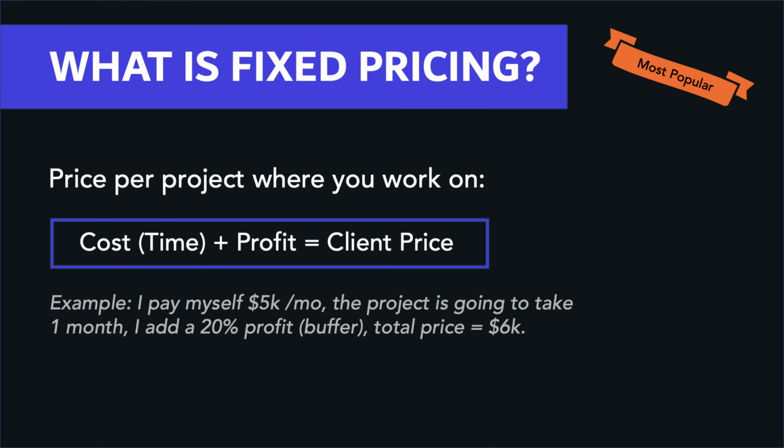Starting with fixed pricing, what is it? It is price per project where you would work on your cost, i.e. your time, plus the desired profit that you want to make equals the client price. An example is if I pay myself $5,000 a month, the project is going to take me 1 month. I will add a 20% profit like a buffer, therefore the total price is $6,000. I should add that this pricing method is the most popular when it comes to websites.